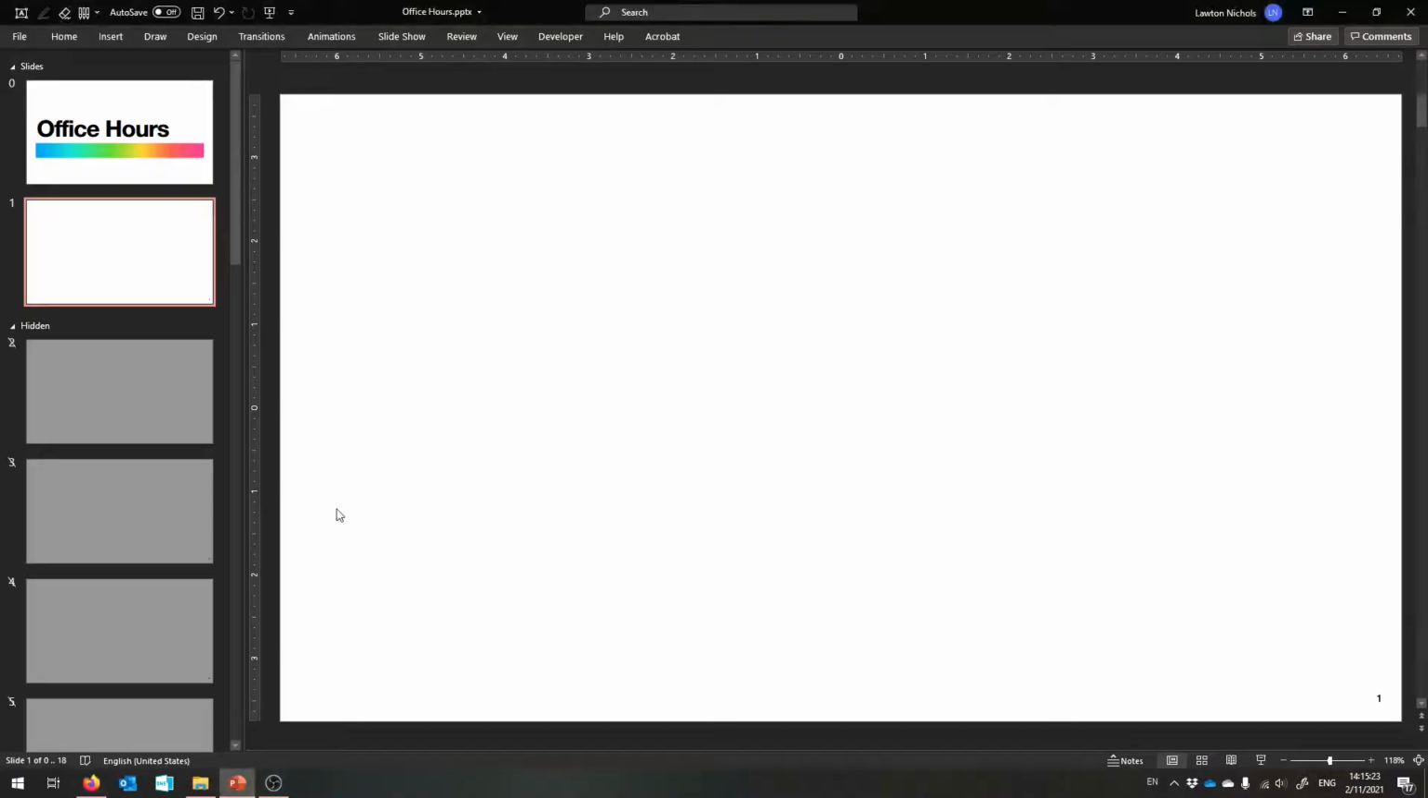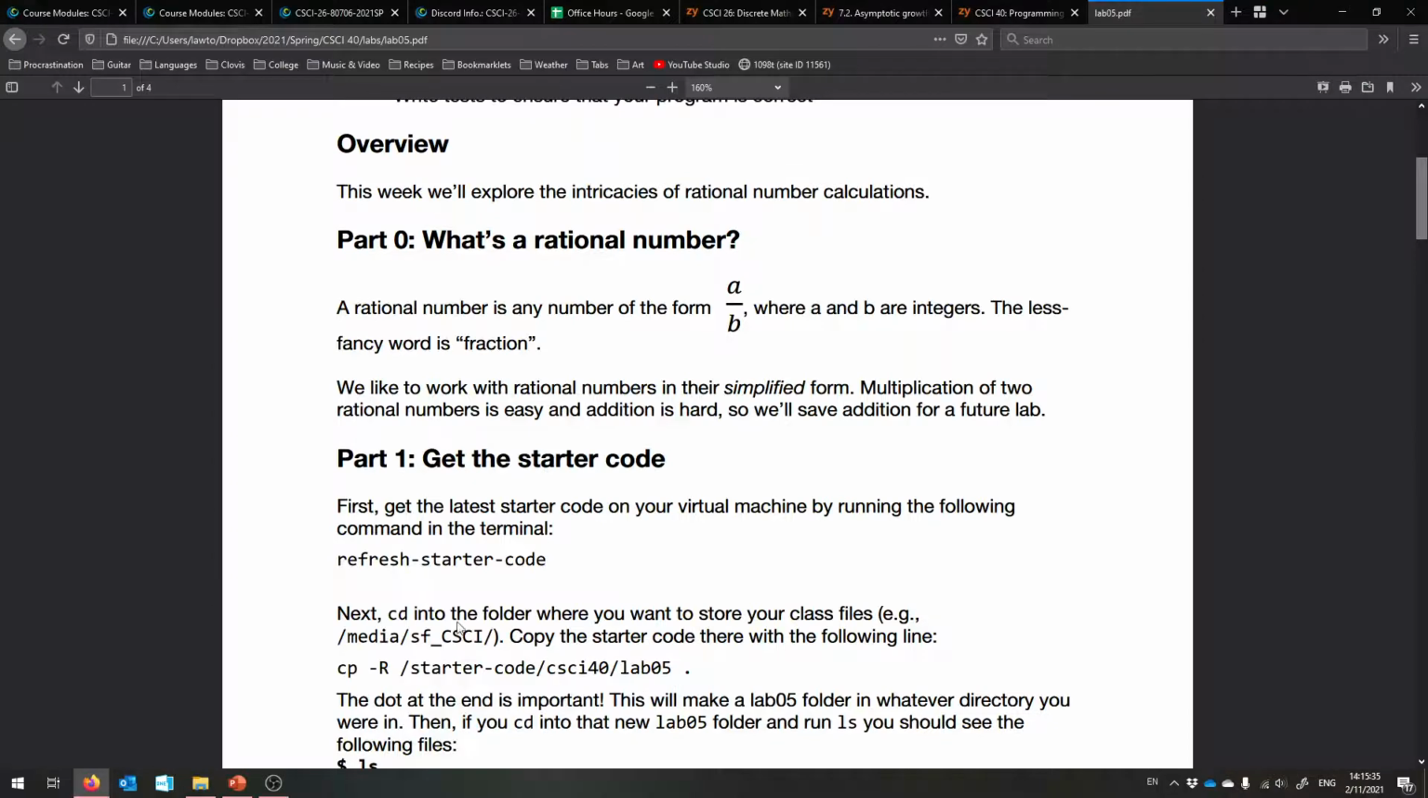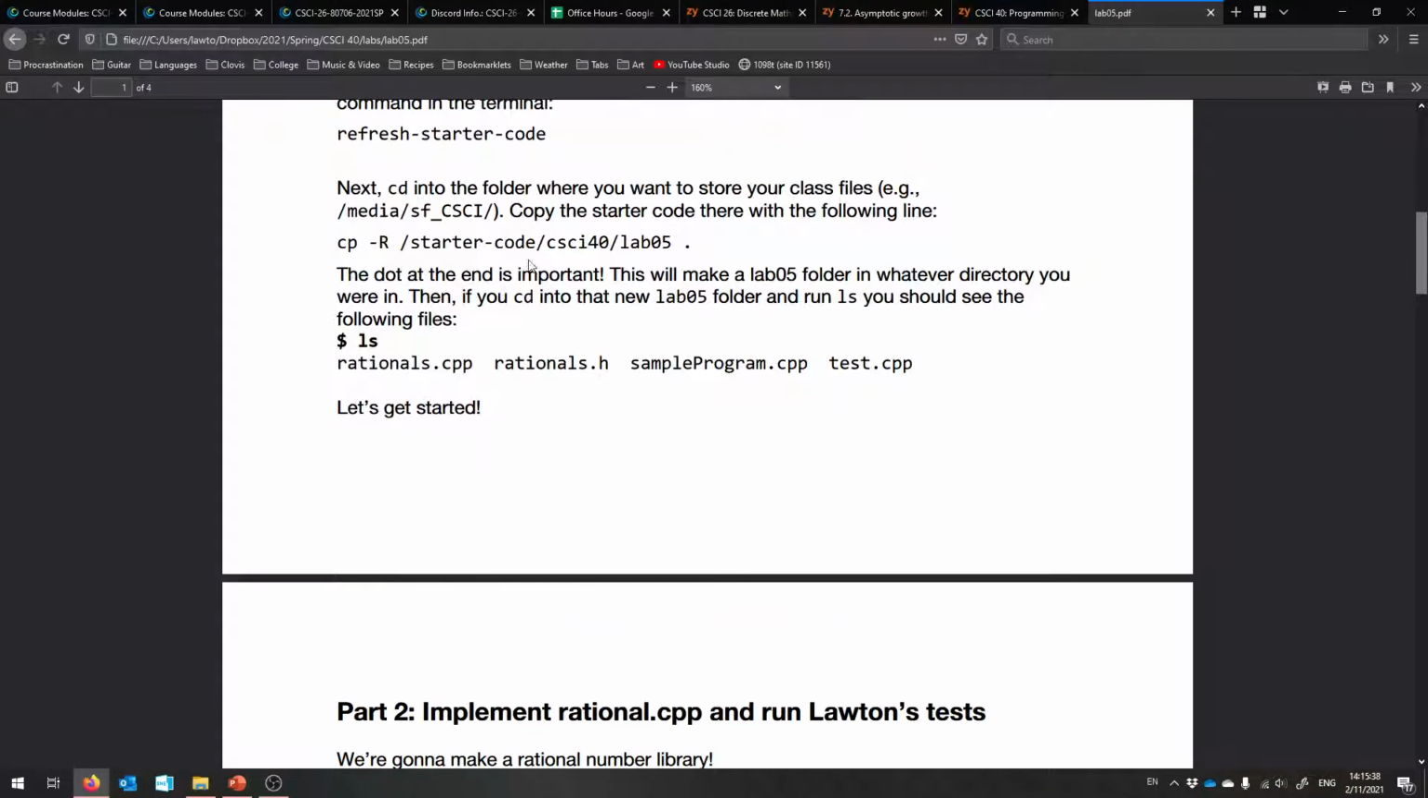Things like 3 over 14 is a rational number, and so is 5 over 10. But 5 over 10 can be simplified to 1/2. And we're going to work on that simplification process in this lab. Okay? So it's all going to be very fun. So get the code as usual.